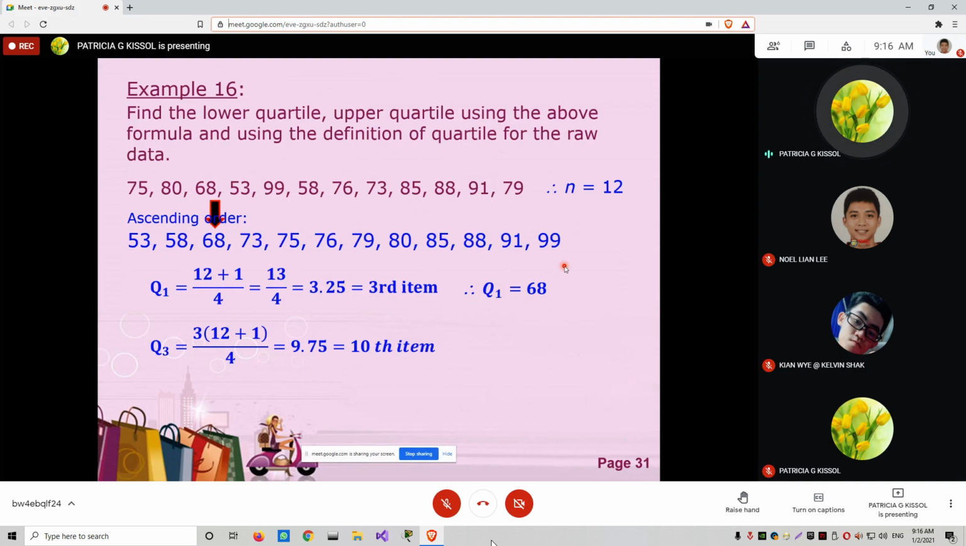Same thing with Q3, we get 9.75. So we take the 10th position after you calculate 12 plus 1 times 3 divided by 4. You get 9.75, which is the 10th item, and that is the value of 88.